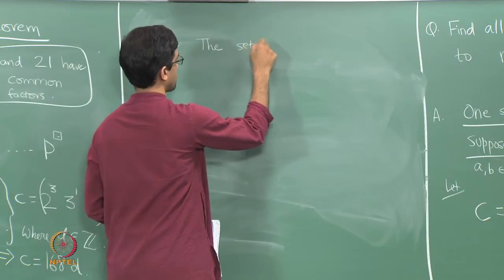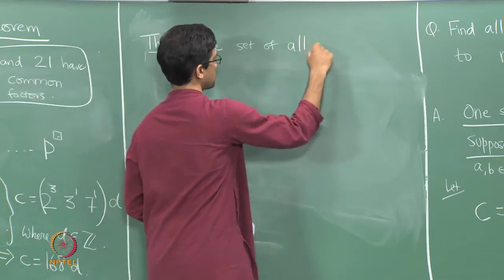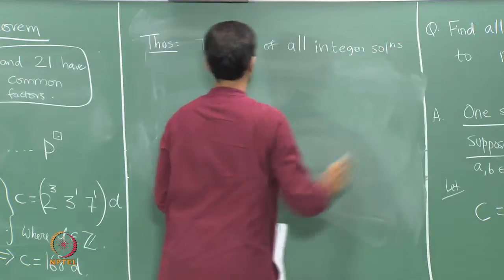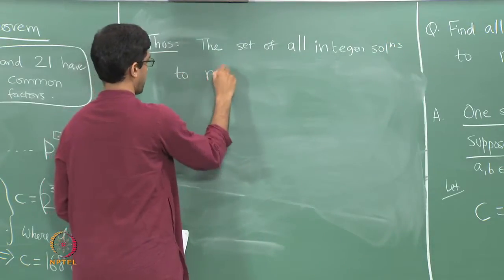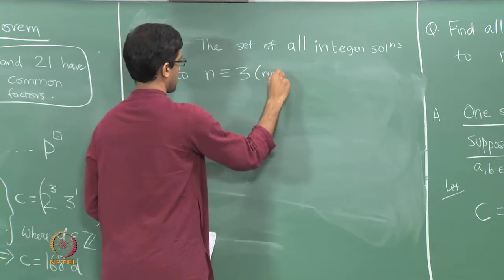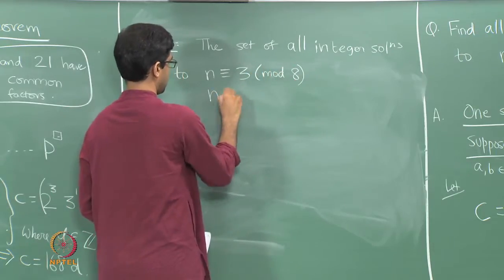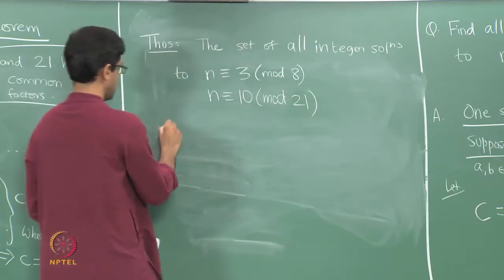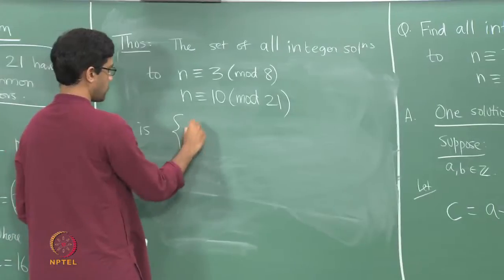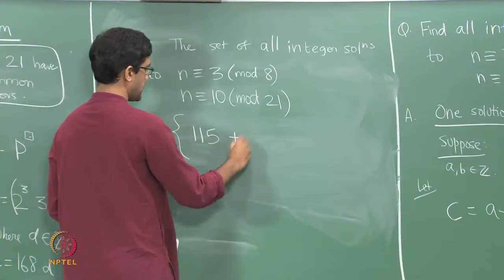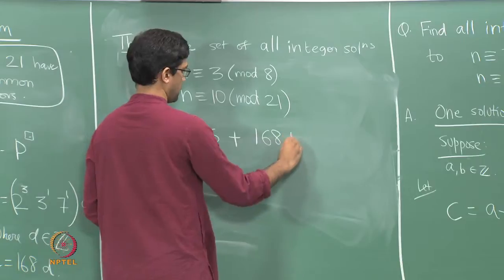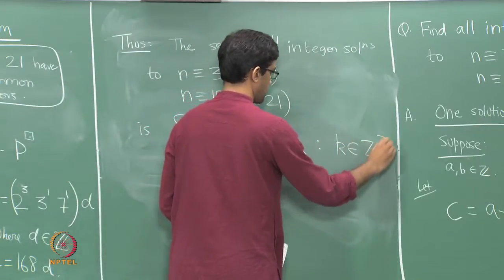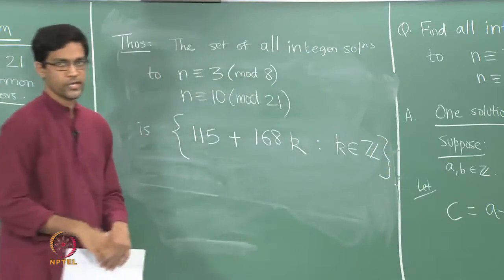The set of all integer solutions to those two congruences is, well, the set is exactly the following. You take one solution, which is 115, plus any multiple of 168, where k can be any integer. Okay, so here's the full set of solutions.